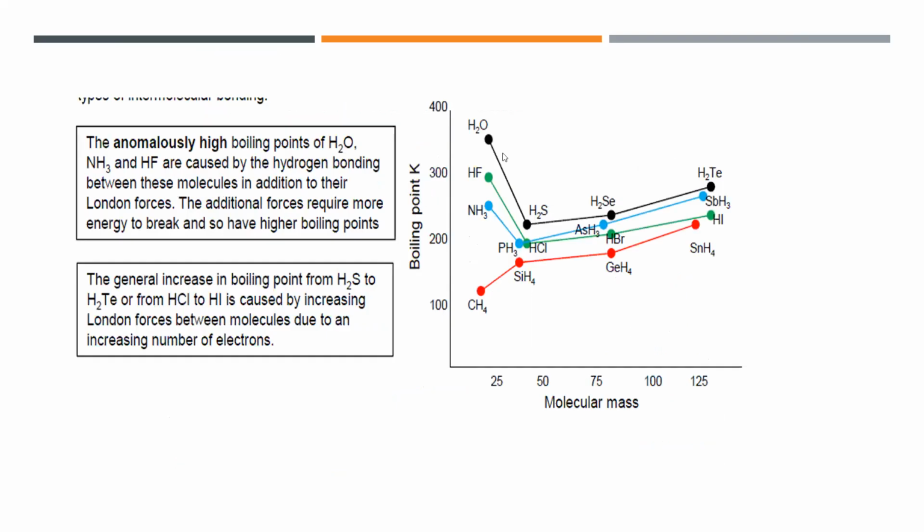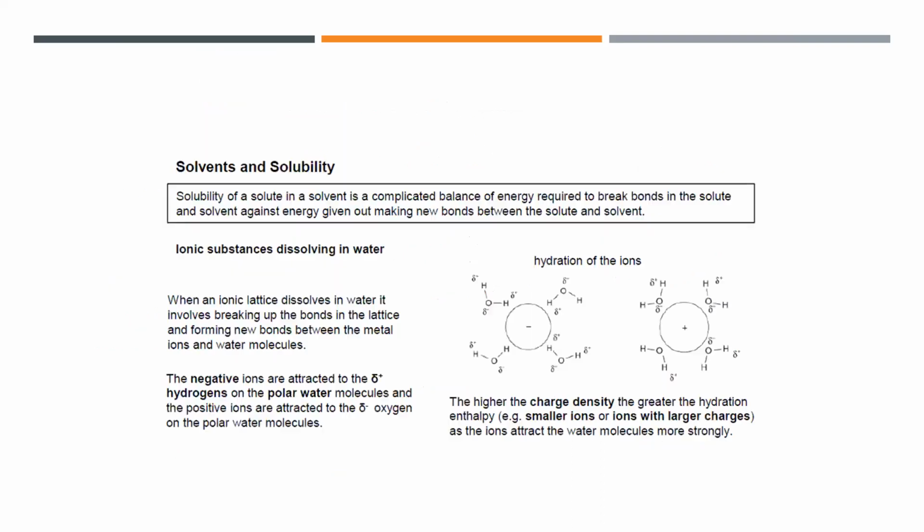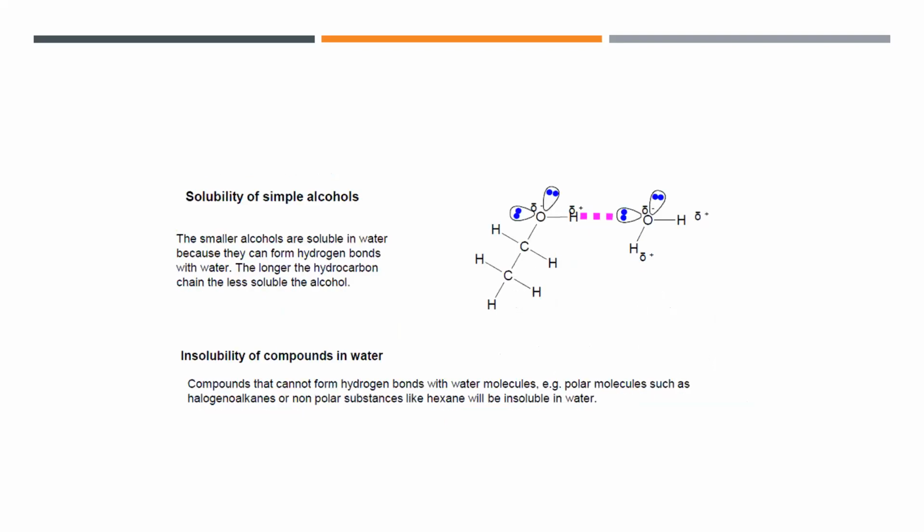And the trend of how the hydrides of groups 7, 6, 5, and 4 change is very important. You should learn this. Then the solubility of a substance: for an ionic compound, it depends on hydration energy and lattice energy. If the hydration energy is more than the lattice energy, the substance dissolves. And if it is less than the lattice energy, the substance will not dissolve.